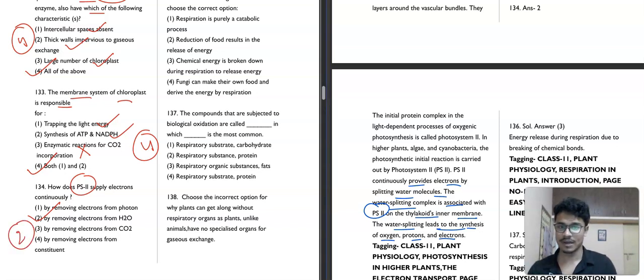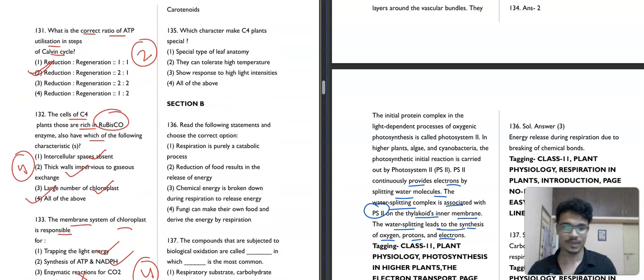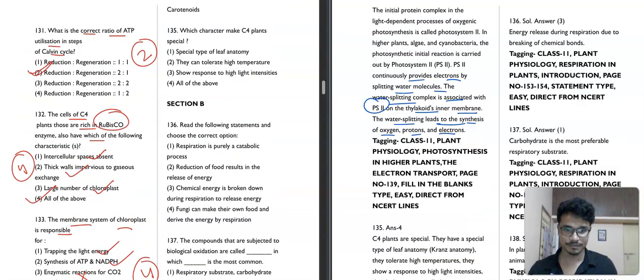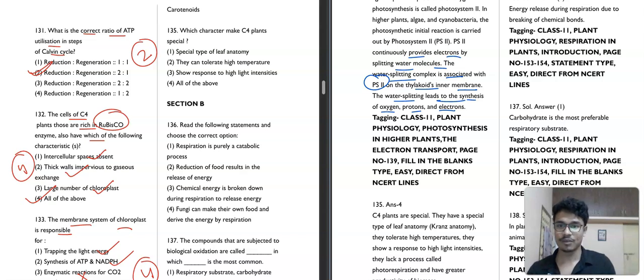Then question number 135. Let's see what it is saying. Which character makes C4 plants special? A special type of leaf anatomy. Yes, Kranz anatomy they have. They can tolerate high temperature, 30 to 40 degrees. Correct. They show response in higher light intensity, also correct. So all of these make C4 plants special. Fourth is our correct option.